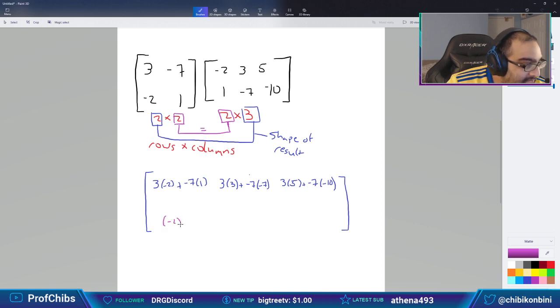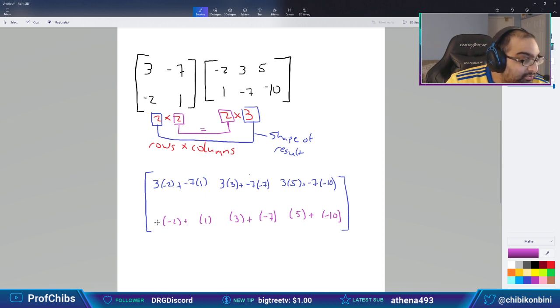So I can have -2 here, I could have 1 here, I could put 3 here, I could put -7 here, I could put 5 here, I could put -10 here. I could just bring those numbers down because each one of them is part of the column in that second matrix. And now all I have to do is tack on a plus in between them. I can bring down a plus here, that's fine.